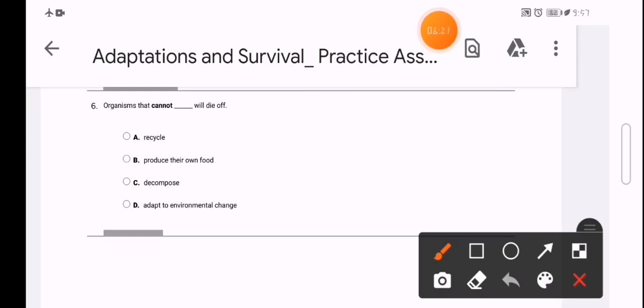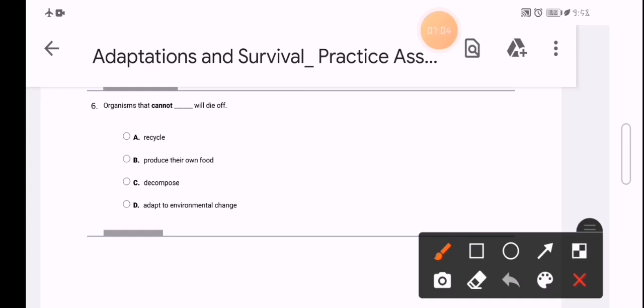Which of these processes, if the living organisms can't do it, will they die? Recycle? No. Produce their own food? No, because living organisms are of two types. One type can produce their own food by themselves, like the plants, and another type depends on other living organisms to feed on, like us, depending on the plants and the animals to prepare our food.